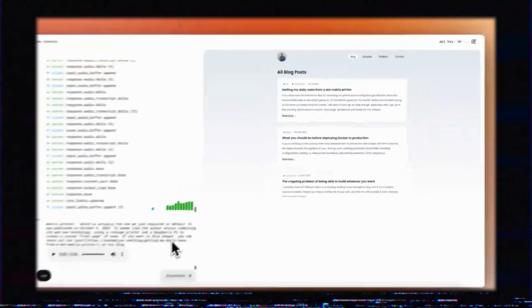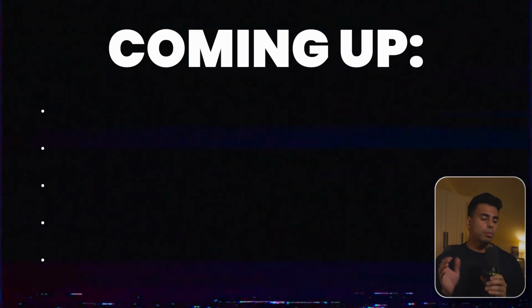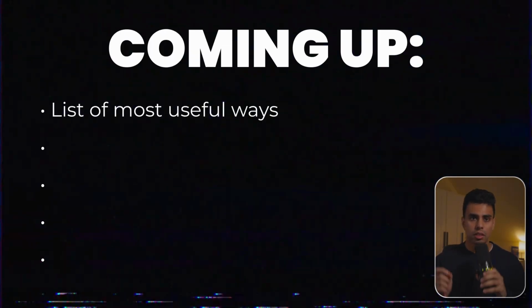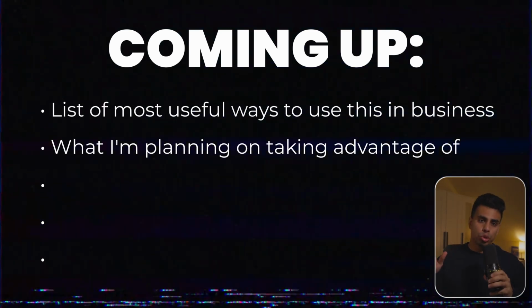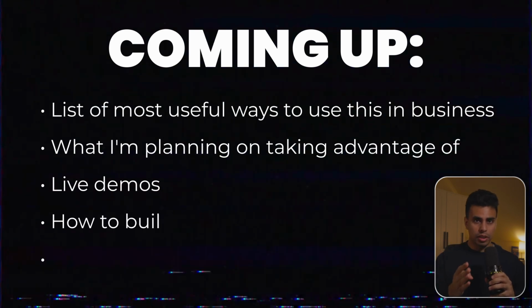It's only been a few days since OpenAI dropped their real-time API, and people are getting incredibly creative with it. So I compiled a list of the most useful ways to use this in business, and this is what I'm planning on taking advantage of. I'll also show you a couple live demos, how to build it, and the code if you want to play with it. So let's dive in.